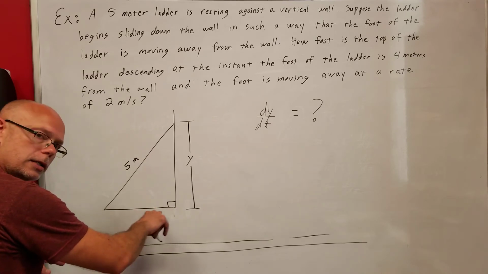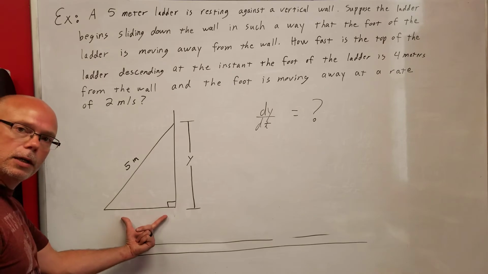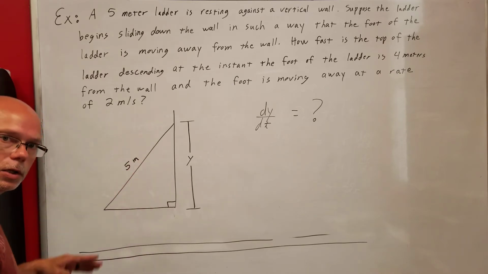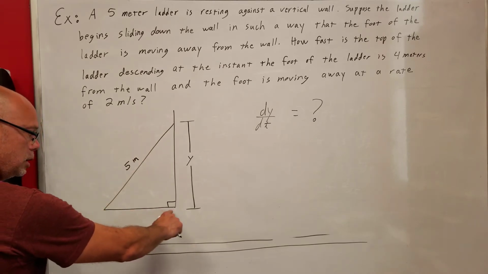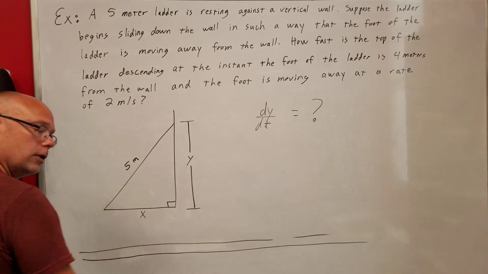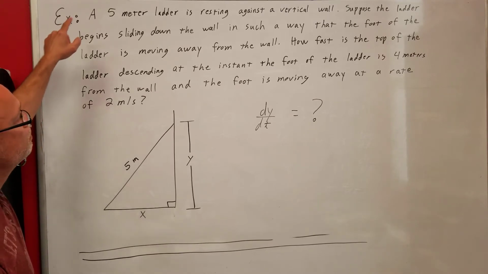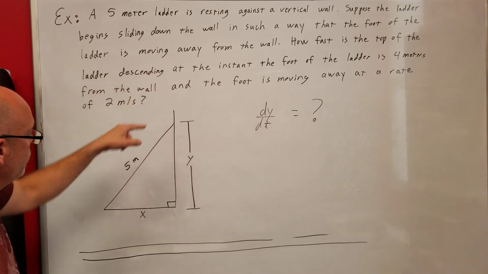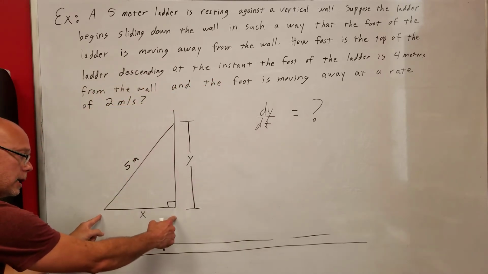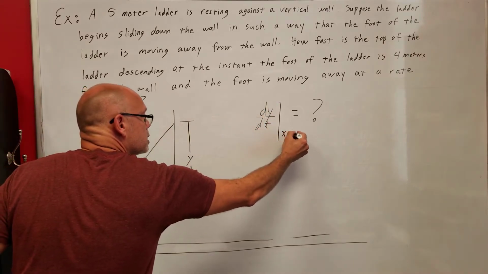Well, I need to call this part of my triangle something. I can't call it 4 because that's only at one certain point. It's changing, right? If that ladder's sliding down the wall, this length is changing. So I'm going to call that some variable like x. How fast is the top of the ladder descending at the instant the foot of the ladder is 4 meters away? So whatever x is, 4. I want to know this whenever x is 4.